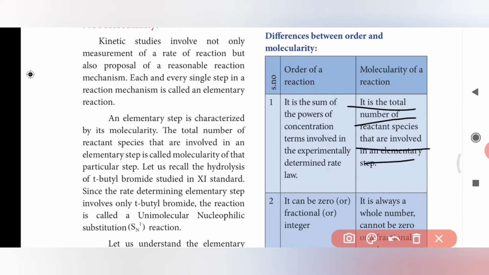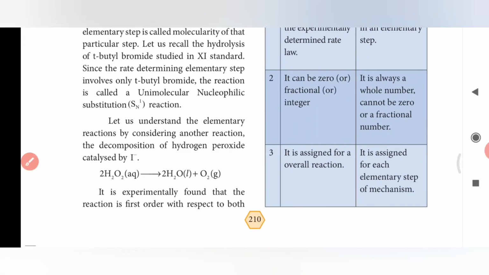For order of reaction, it can be zero, fractional or integral. But in the case of molecularity, it is always a whole number and cannot be zero or fractional. And it is assigned for the overall reaction.